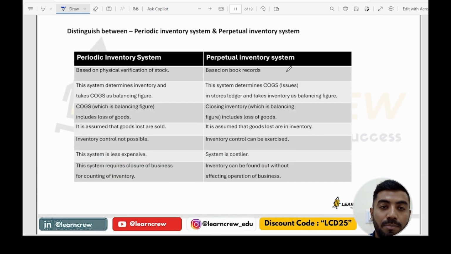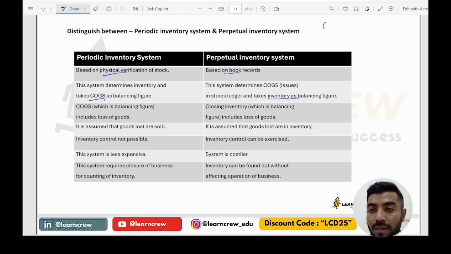Now let us distinguish between the periodic inventory system and the perpetual inventory system. I've just listed a few points and we'll discuss them. The periodic inventory system is based on physical verification. The perpetual system is based on book records. The periodic system determines inventory and takes closing stock as a balance figure. The perpetual system determines the COGS and takes inventory as a balance figure.